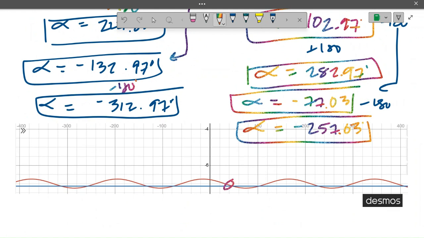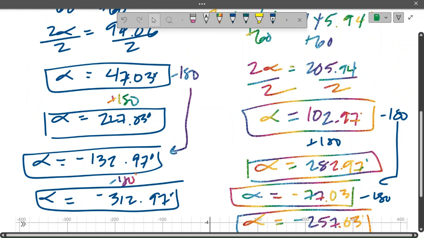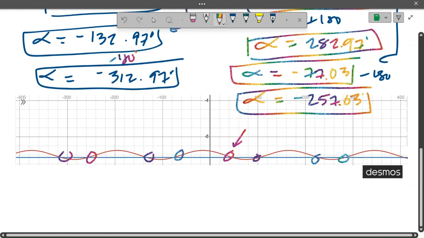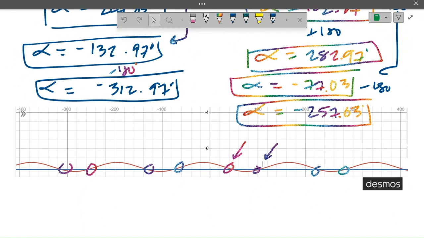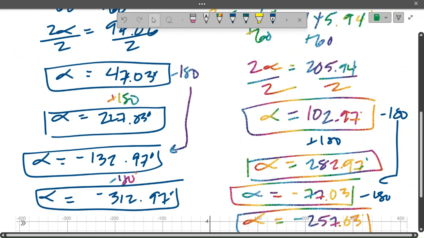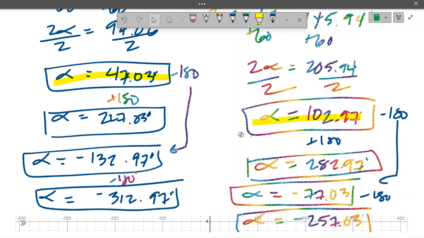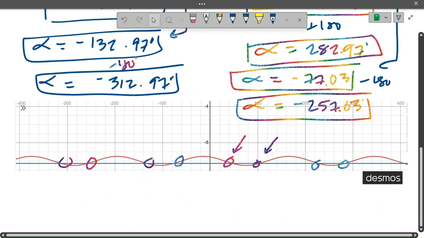So we've got 1, 2, 3, 4 solutions in the positive realm, and we have 1, 2, 3, 4 solutions in the negative realm. So this value is the first value we found, that negative 47.03. And this value right here is slightly bigger than 100. And this is its value here. Remember how we talked about having two values within 180 degrees. That is what we got here.